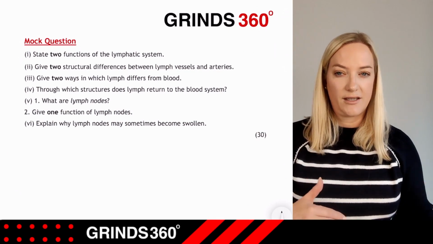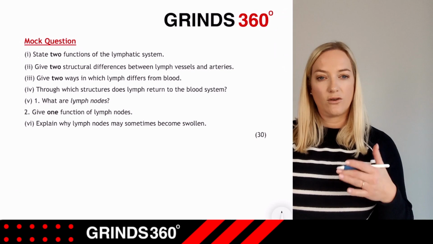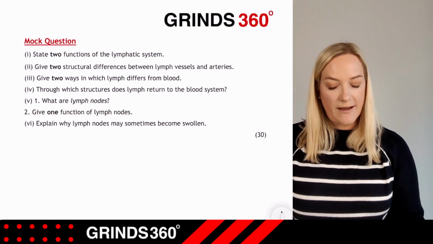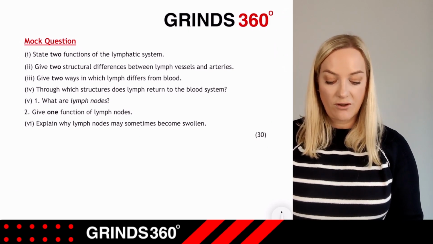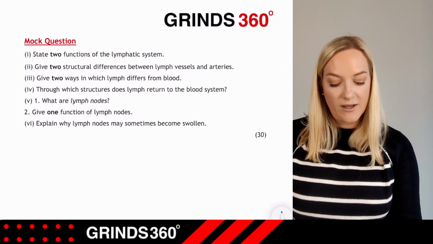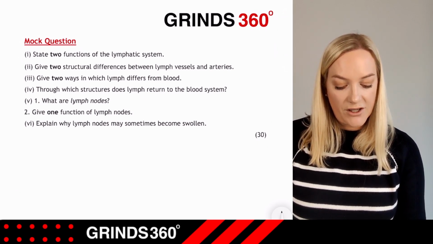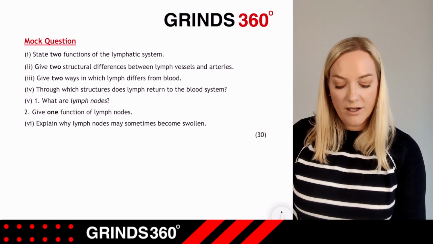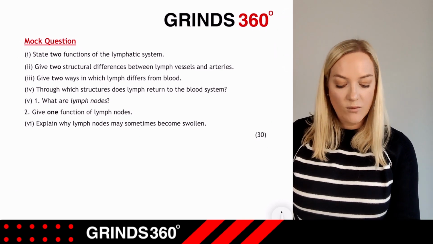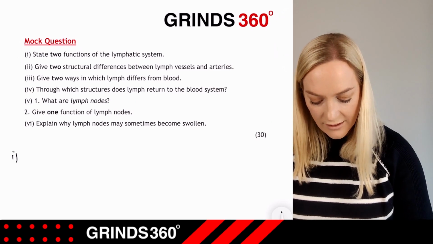Let's read it first, and it's 30 marks. If it's 30 marks, then that would be found in your question 16 or question 17 of your A, B, C, and D. State two functions of the lymphatic system. Give two structural differences between lymph vessels and arteries. Give two ways in which lymph differs from blood. Through which structures does lymph return to the bloodstream? What are lymph nodes? Give one function of lymph nodes. And explain why lymph nodes may sometimes become swollen. So let's look at this now.